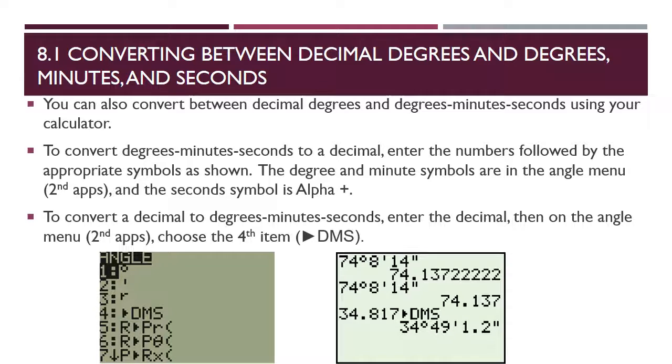To go the other way, it's even easier. Like I said, if you look down the angle menu at number 4, you have a triangle and DMS. That stands for degree, minutes, seconds. You simply put the decimal in and then choose that item on the menu. And you can see there in the screenshot that you get it in degree, minutes, seconds. So it's a very easy way to convert between the two types of systems.